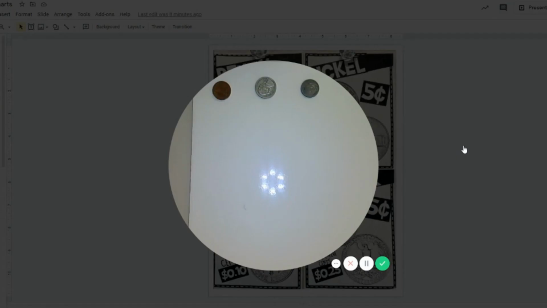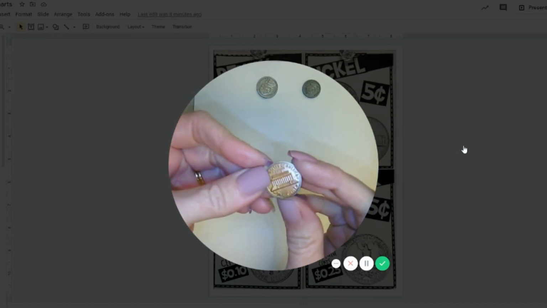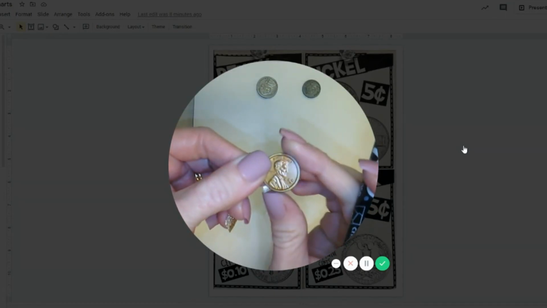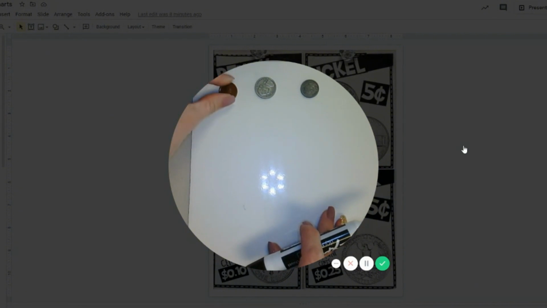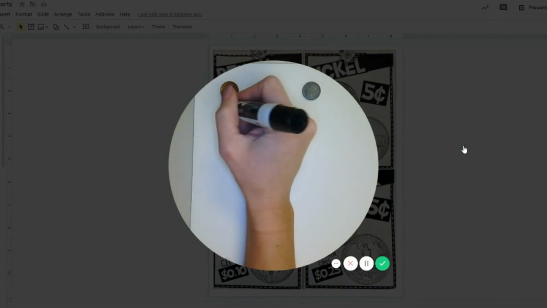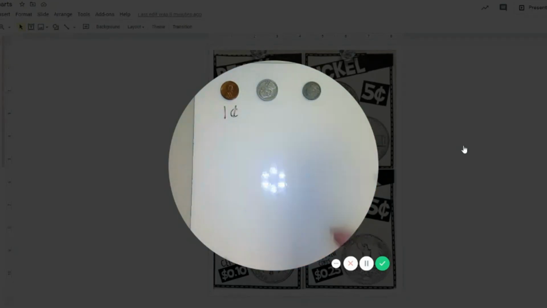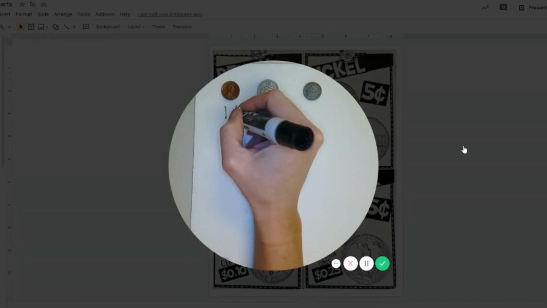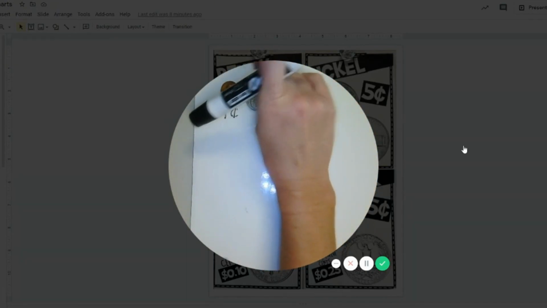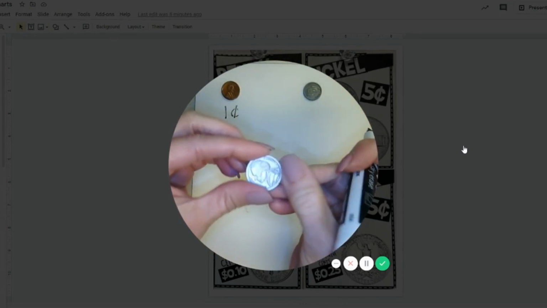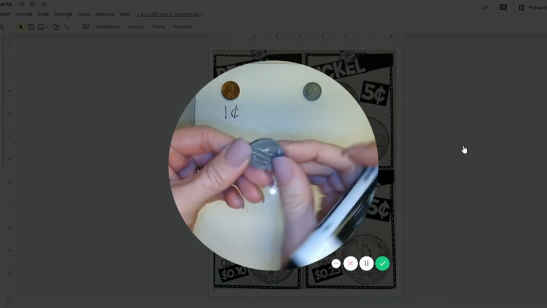All right, friends. In front of you, you see that I have a penny. I'll hold it up closer to the camera. There's one side of my penny. Here's the other side. This is called a penny, and it is worth 1 cent. This is how we write the cent symbol. Okay. This is called a nickel, and it's worth 5 cents.